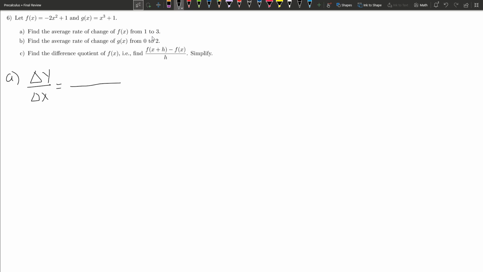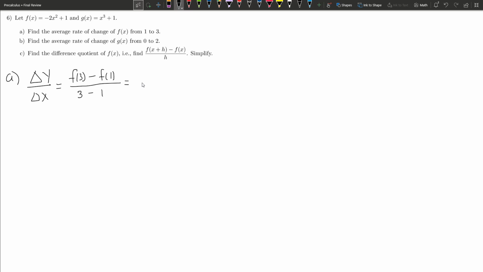So this is really your x. F of x is your y. So I always do large number minus small number. You could do small number minus large number as well, but you have to keep it consistent. So f of 3, right? We want to find a y value when x is 3, minus f of 1.